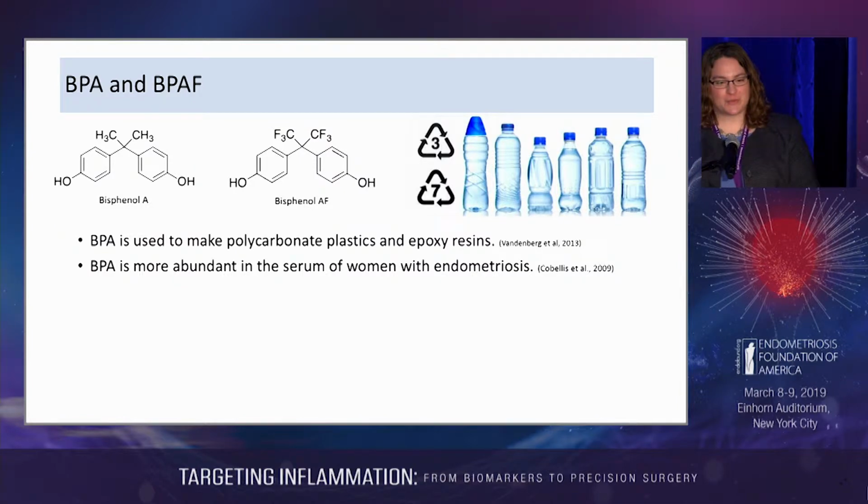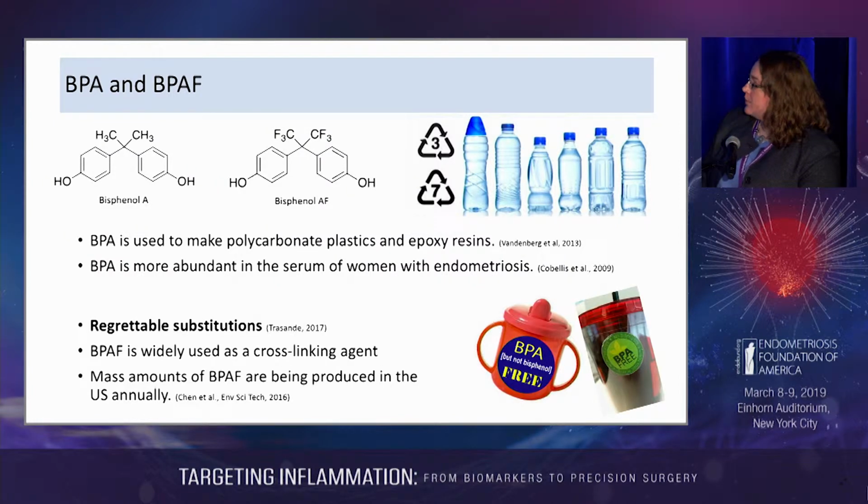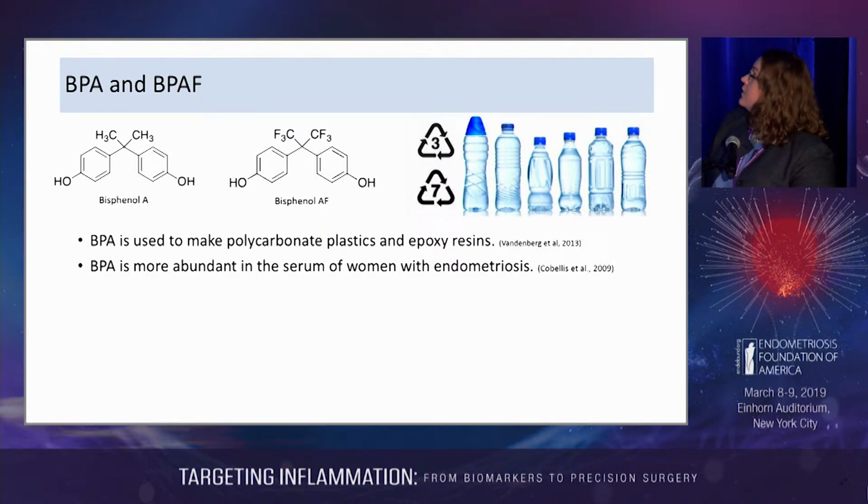So the first chemicals that we decided to look at are the bisphenols, bisphenol A and bisphenol AF. The structures are shown here. Typically, years ago, plastics labeled 3 and 7 were the ones that showed high levels of BPA, and these were used to make the clear, hard plastics. And years ago, they found that BPA was more abundant in the serum with endometriosis.